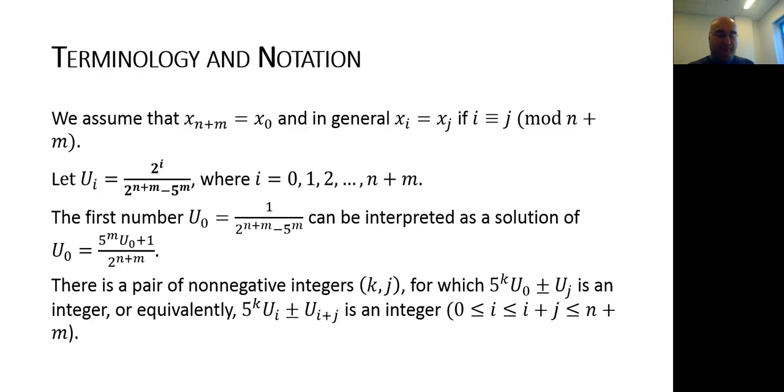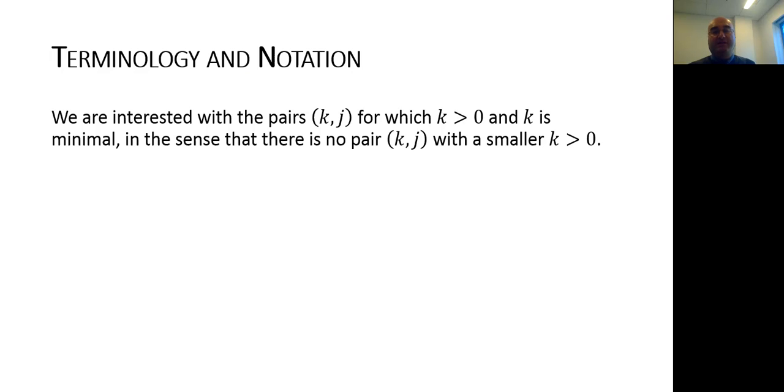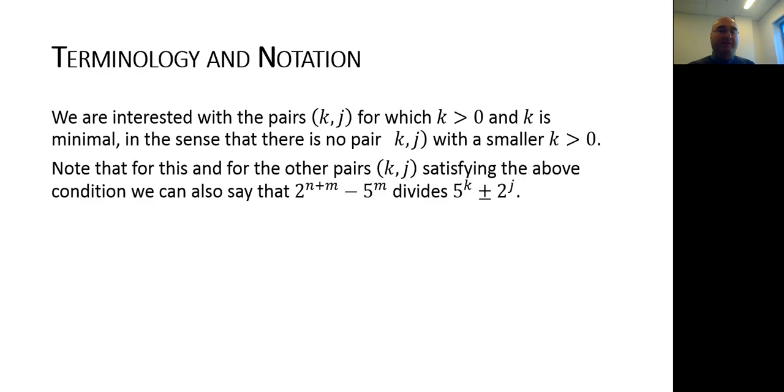Okay, this part is very important. So, there are non-negative integers kj for which 5^k u0 plus minus uj is an integer. I'm mainly interested in kj for which k is positive and k is minimal, in the sense that there is no other pair kj with a smaller k. Okay, this can be interpreted in a simpler way in the context of divisibility. kj are the numbers for which 2^(n+m) minus 5^m divides 5^k plus minus 2^j.